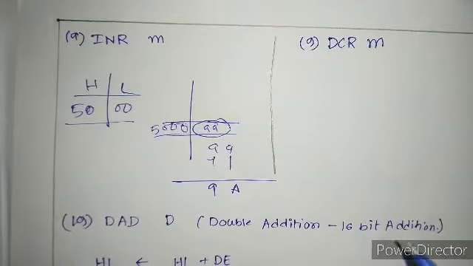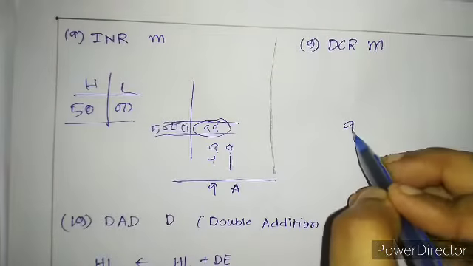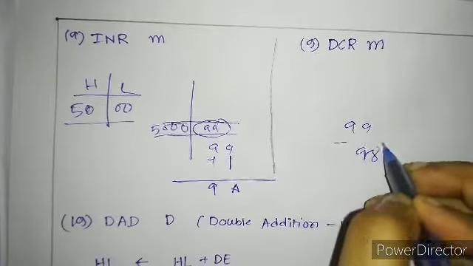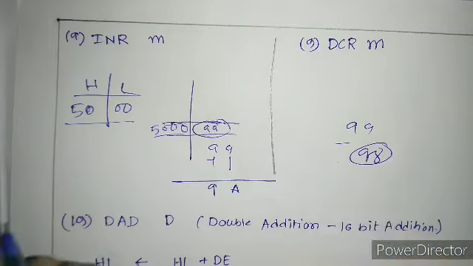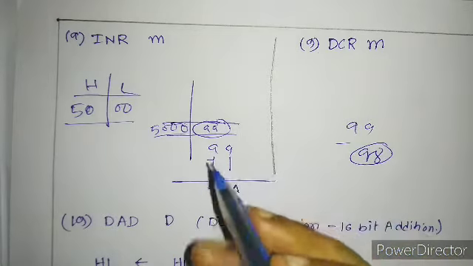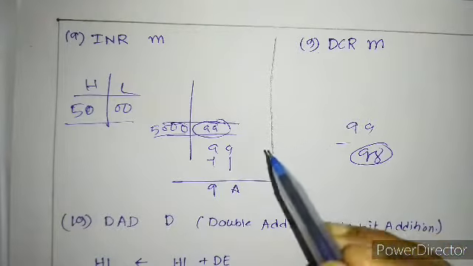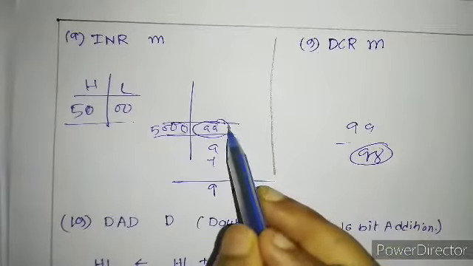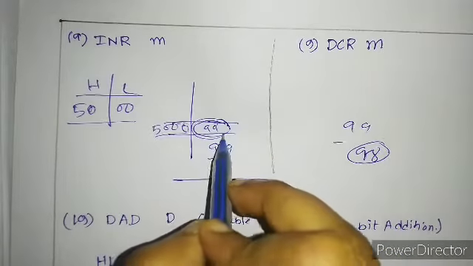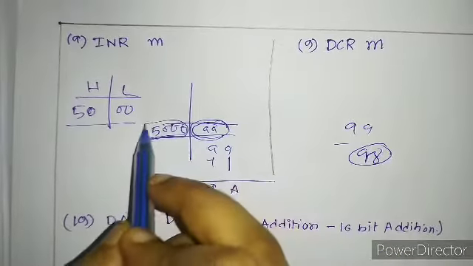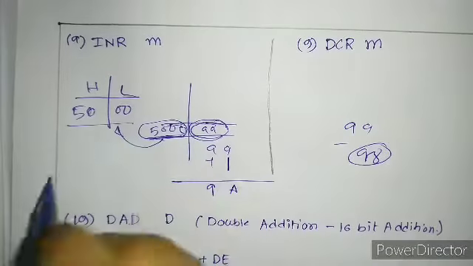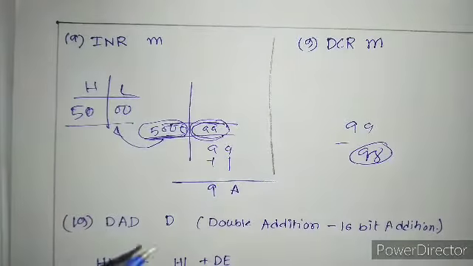Same goes with DCR, the 99 will get 98. But it is a bit tricky because sometimes people thought that you have to increment the address, which is wrong. Because M means that the data is being pointed, and that we have to get the address from the HL pair. Okay, so this was increment and decrement.